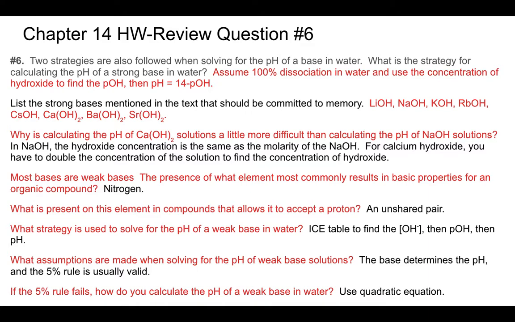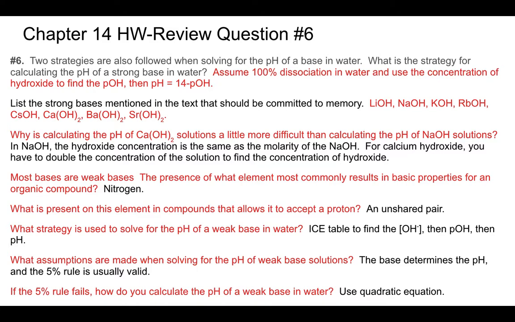Why is calculating the pH of calcium hydroxide solutions a little more difficult than sodium hydroxide solutions? So you have to remember with calcium hydroxide, if the molarity of calcium hydroxide is 0.1, the hydroxide is 0.2. It's doubled. In sodium hydroxide, your hydroxide is the same as the molarity of the base. But for the calcium hydroxide, you have to double the concentration of the solution to find the concentration of hydroxide. So just keep in mind the stoichiometry and the mole ratios.